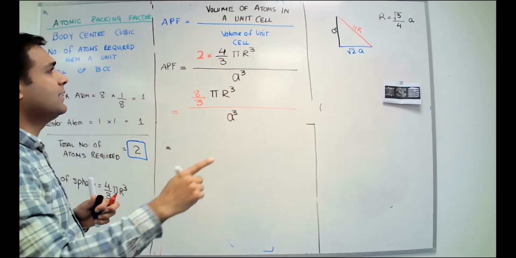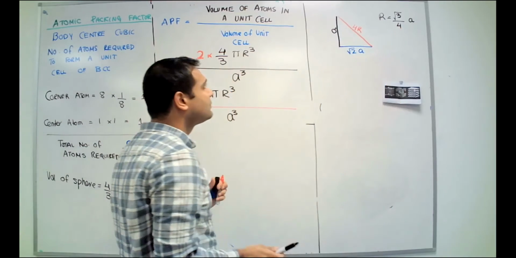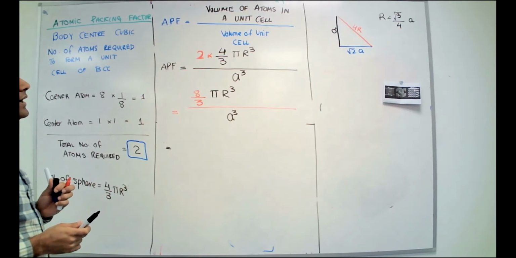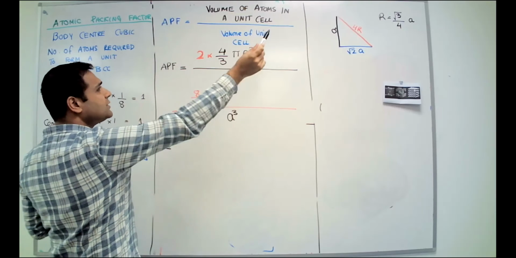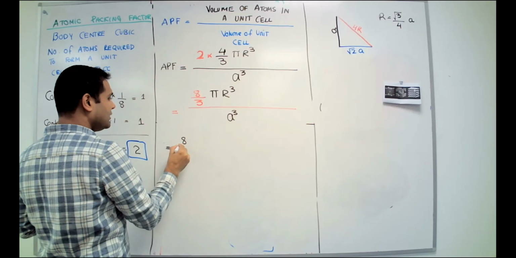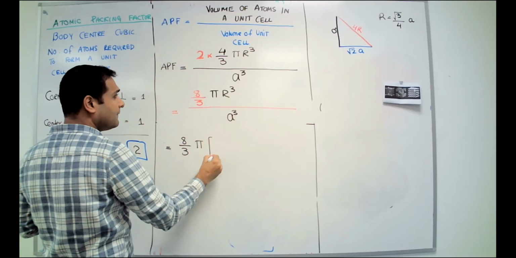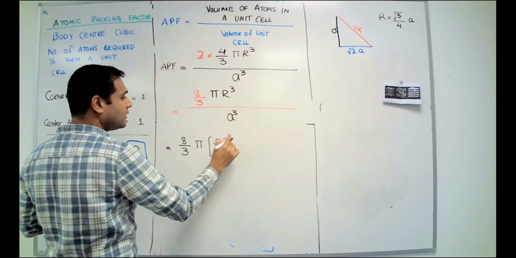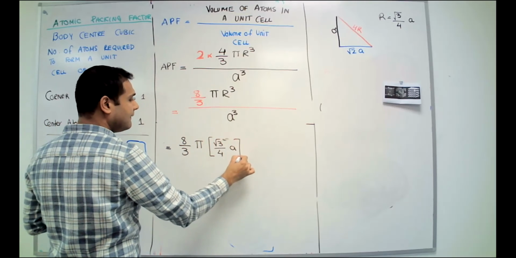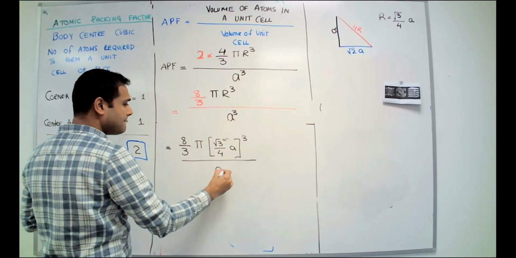Now I will go back to my formula, which is here, and I know what r is. The r is √3/4 a. So instead of r, I'm just going to put that value. So I got 8/3 already. Pi is there already. Instead of r, I'm going to put √3/4 a cubed over this a cubed.